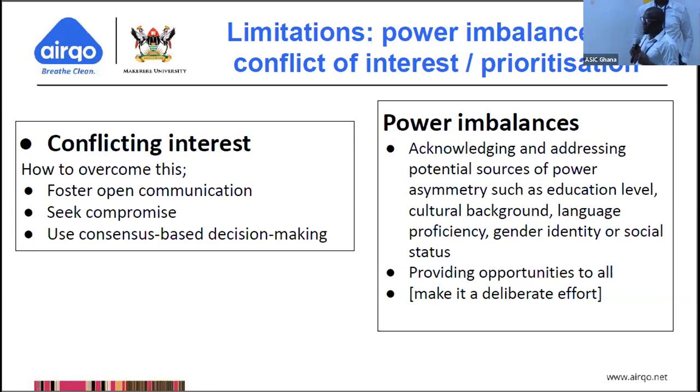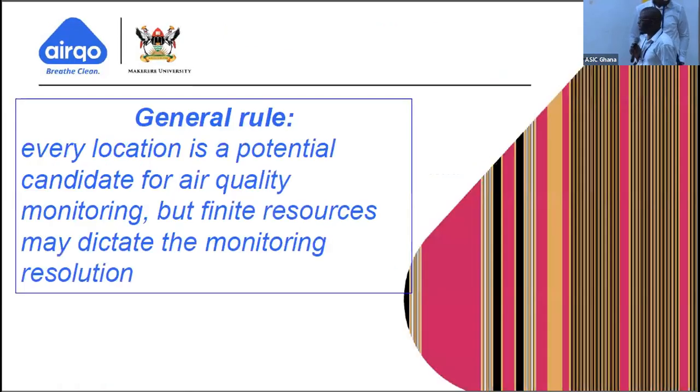Finally, the general rule is that every location is a potential candidate for air quality monitoring, but finite resources may dictate the monitoring resolution. So you're not going to place everywhere.